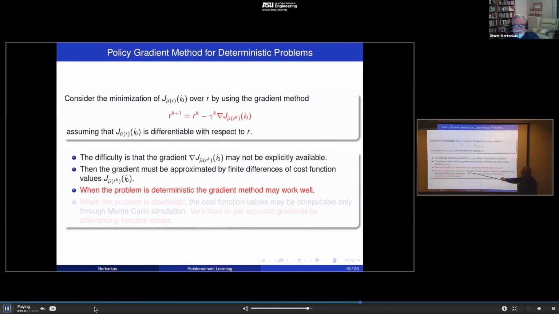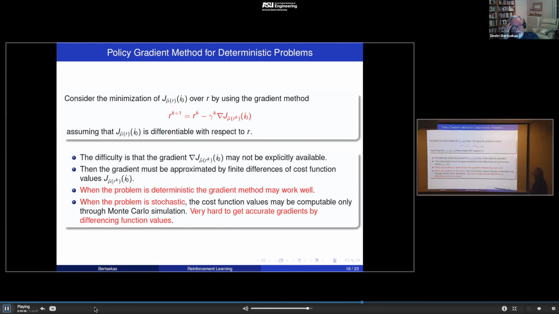On the other hand, when the problem is stochastic, the cost function values that you need to difference must be computed through Monte Carlo simulation. And then Monte Carlo noise comes into play, and you need a gigantic number of samples to get accurate enough gradients that are usable in this algorithm. So that's the main problem with stochastic dynamic programming and gradient optimization. The gradients are not available, and they're hard to approximate by Monte Carlo.